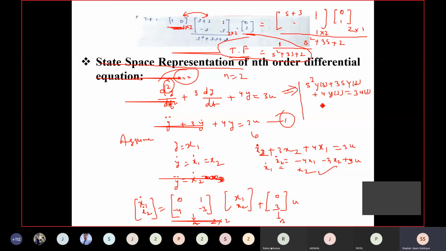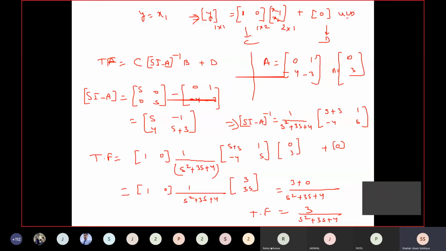Now take y of s as common here. So what will happen? S square plus 3s plus 4 into y of s, which is equal to 3 u of s. Now you can take y of s divided by u of s. This is nothing but 3 divided by s square plus 3s plus 4. This is the transfer function. What we have got, 3 divided by s square plus 3s plus 4, is the same. So try to solve using this, and try to validate if your answer is correct or not.